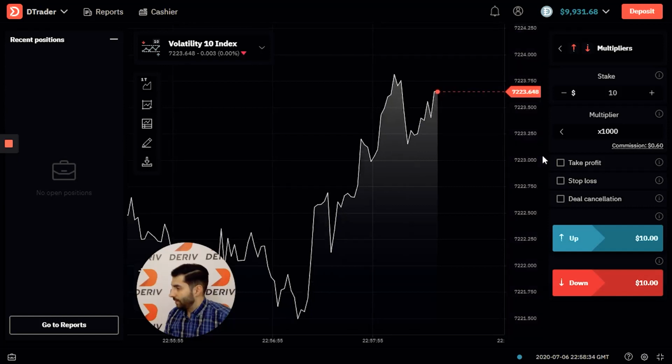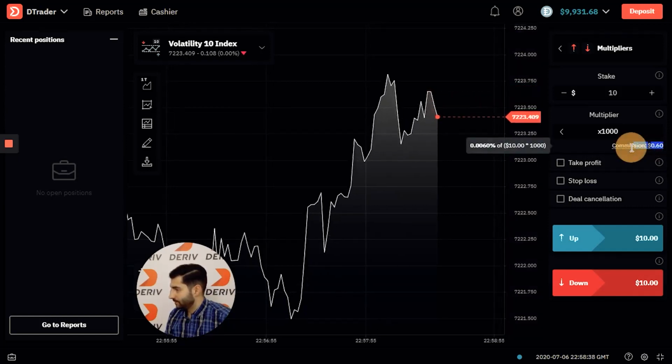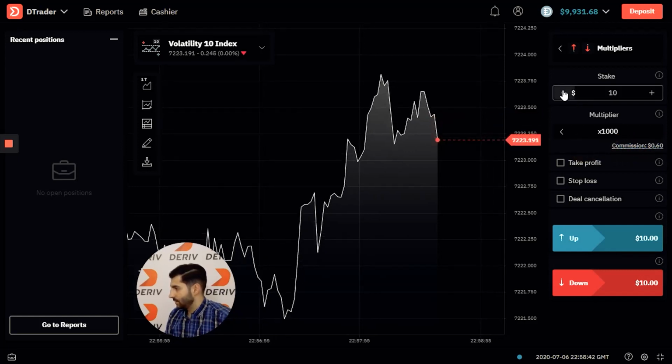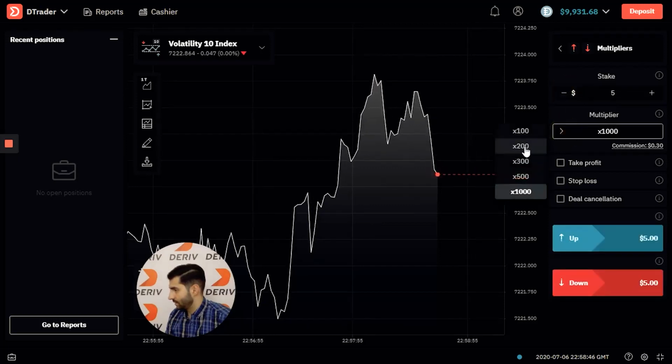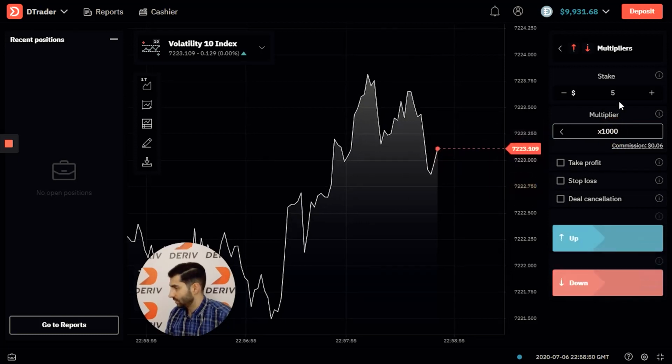Okay, one important difference from binary options is the commission. You can see over there, the commission is basically proportional to your stake. So if I adjust the stake here and the multiplier, you'll also notice that the commission rate changes as well.